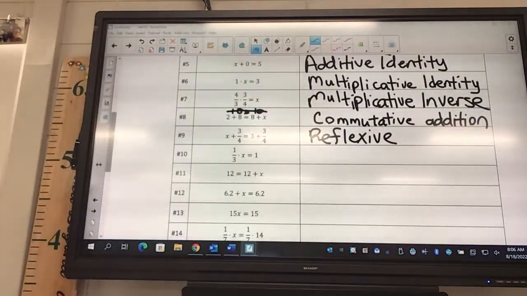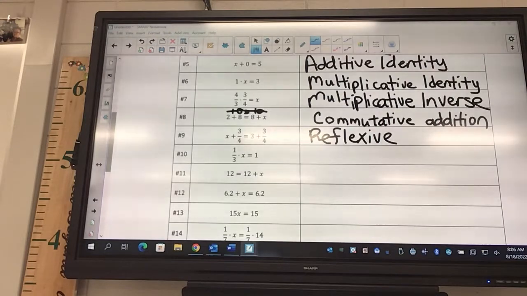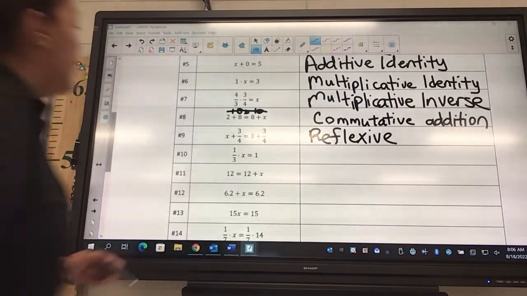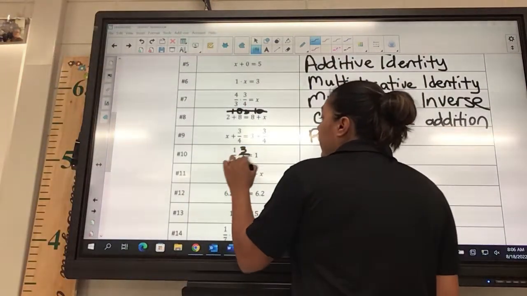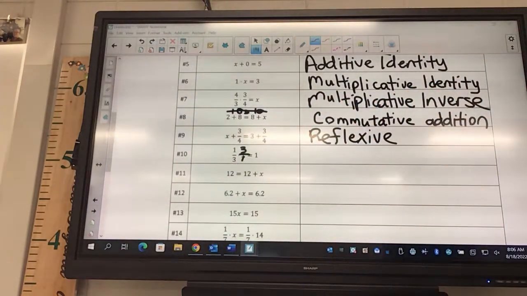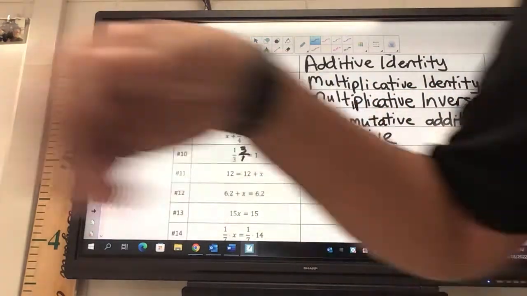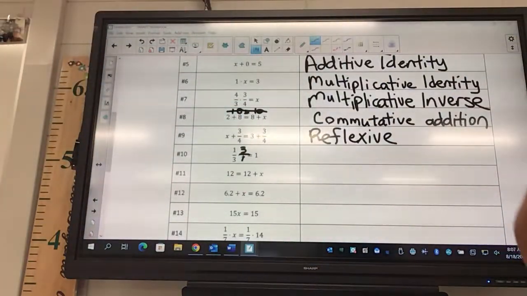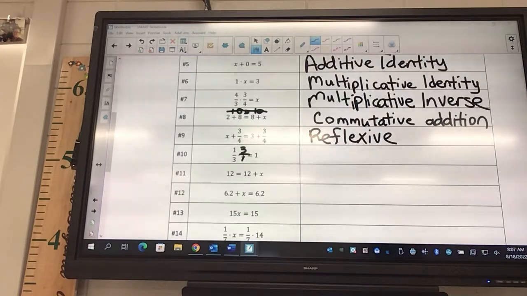Okay, 1/3 times x equals 1. What does x have to be in order for that to be 1? 3/1. Okay, so this would have to be 3/1 here. So now what does that property look like? This thing.